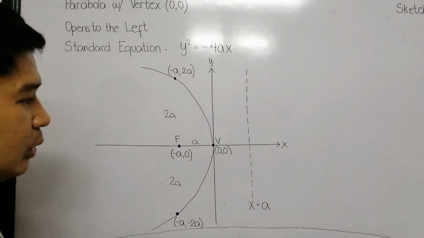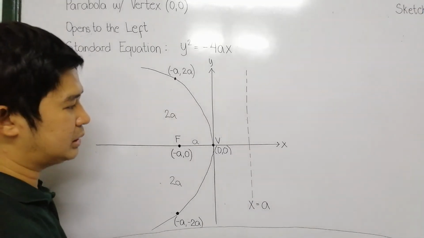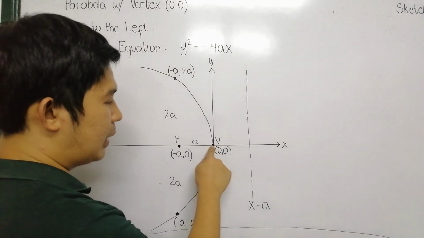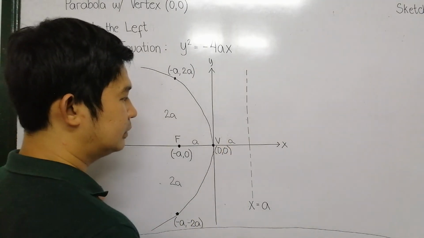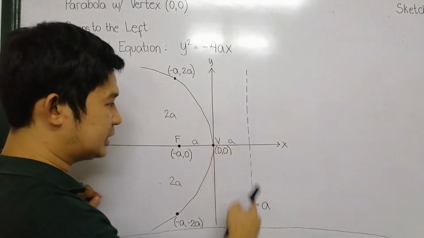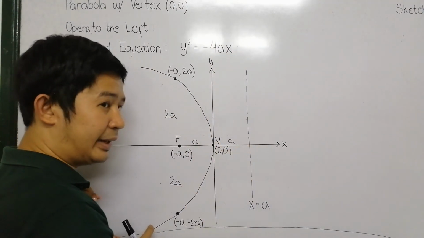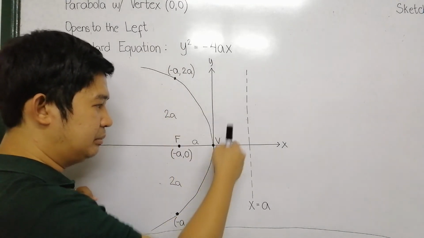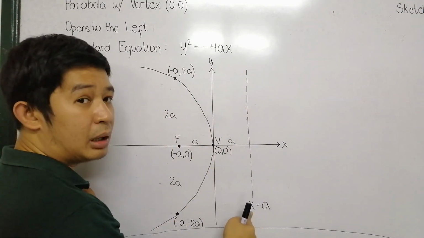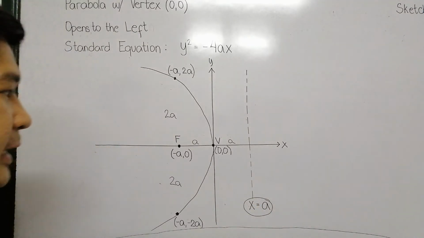And lastly, the equation of our directrix: from vertex to the directrix, the distance is again a, and we should form a straight broken line, which is perpendicular to our x-axis, the axis of symmetry, behind the curve. So the equation of our directrix would be x equals a.